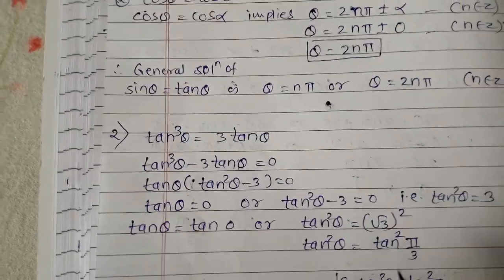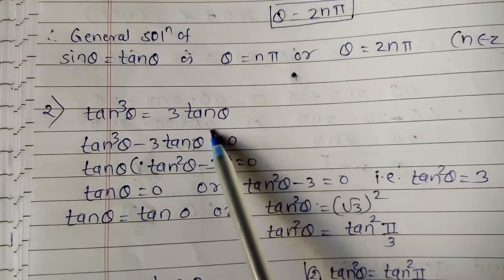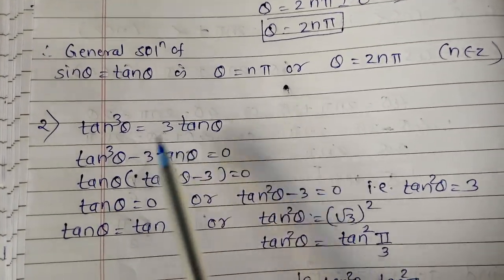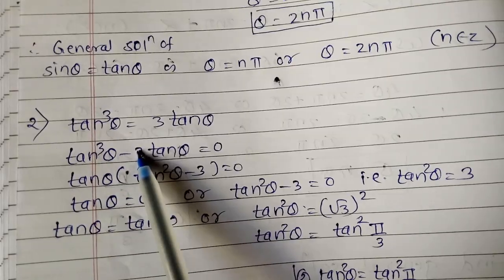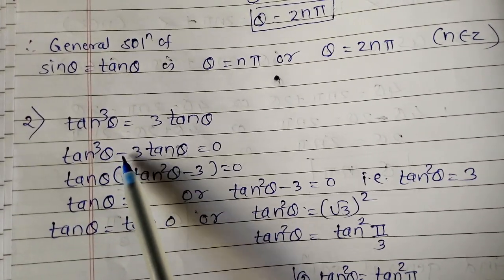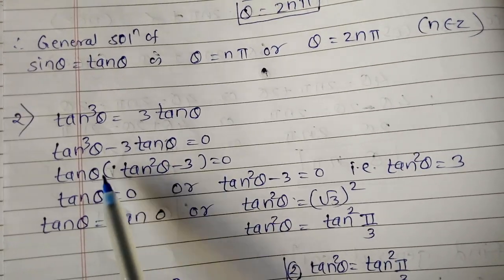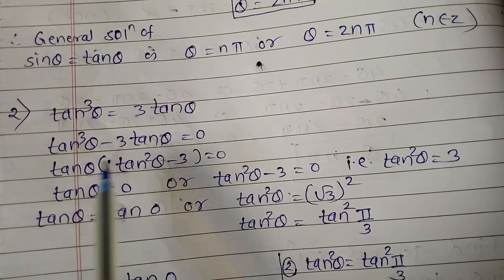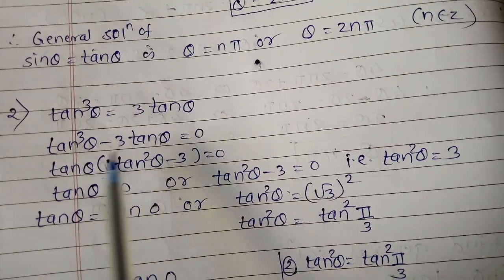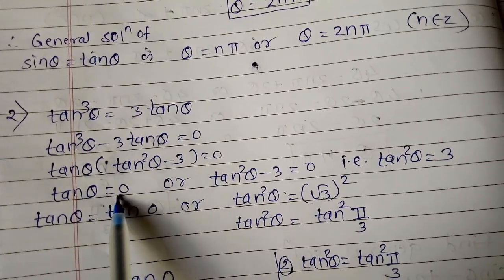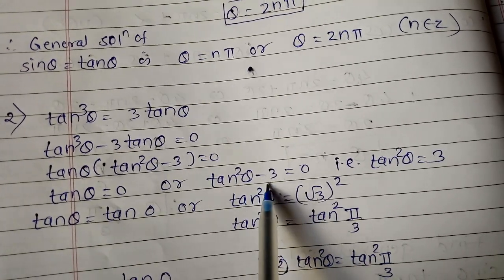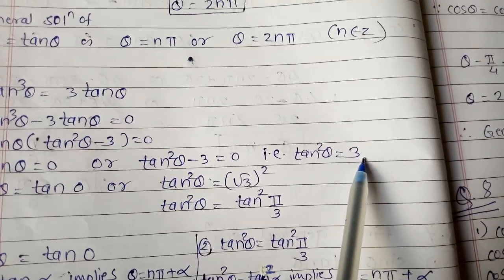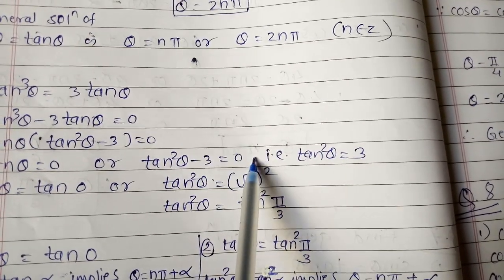Now see the second question. Second example from the question number 7. That is tan cube theta is equals to 3 tan theta. Now again we move this 3 tan theta to left side, and taking tan theta common we get tan theta into tan square theta minus 3 is equals to 0. Again same, the product of these two is 0, means either first one is 0 or second one is 0. So tan theta is equals to 0, or tan square theta minus 3 is equals to 0. That is tan square theta is equals to 3. We move this 3 to this side.